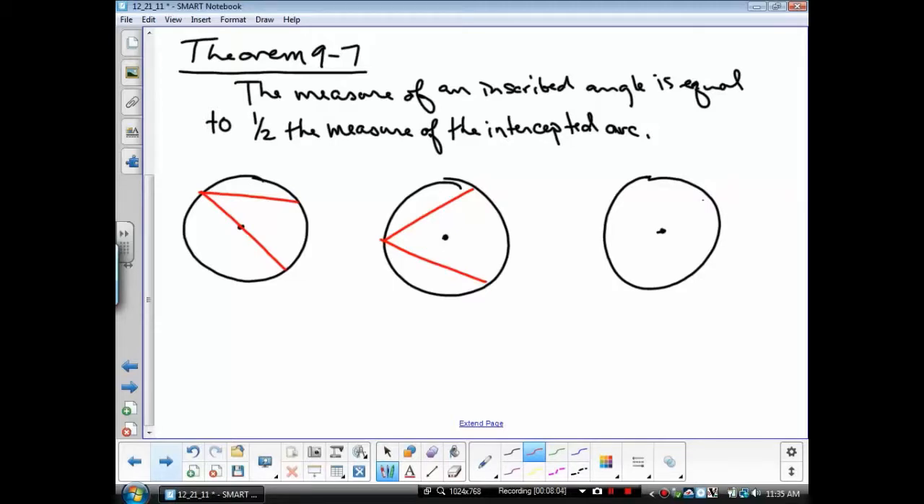Are we all part of that? They are. There's 3 cases.